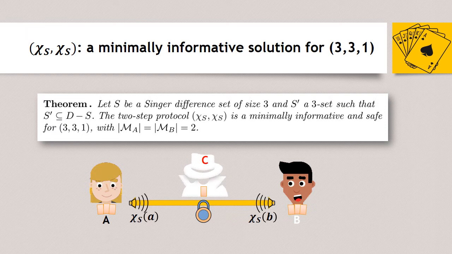Moreover, we also proved that this same protocol CS resulting from the previous construction can be used in a symmetric fashion by Bob, so that we get a two-step minimal informative and safe protocol for the Russian cards problem by which Alice and Bob need only exchange a single bit, allowing them to learn at least one card from each other's hand, while Cath does not.